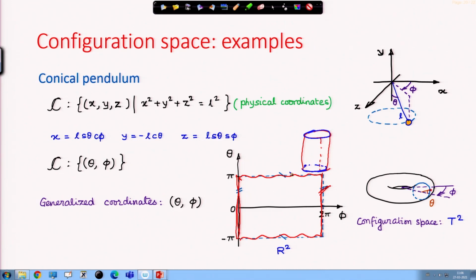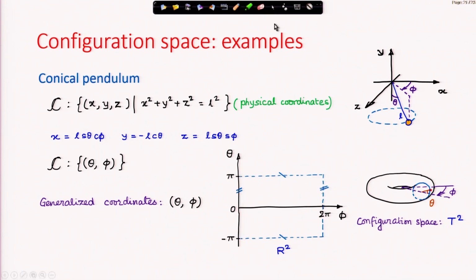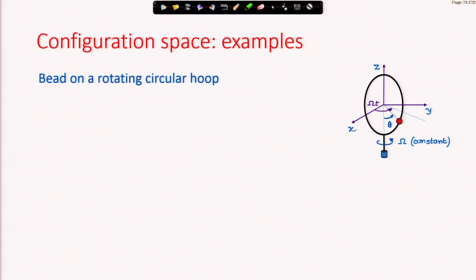Therefore, I can twist and join them, and what I get is a torus, a 2 torus, and theta and phi can be thought of as angles being measured like this, theta and phi. Therefore, the configuration space of a conical pendulum is T2, the 2 torus. It is a donut shaped object, and the degree of freedom of a conical pendulum is 2.